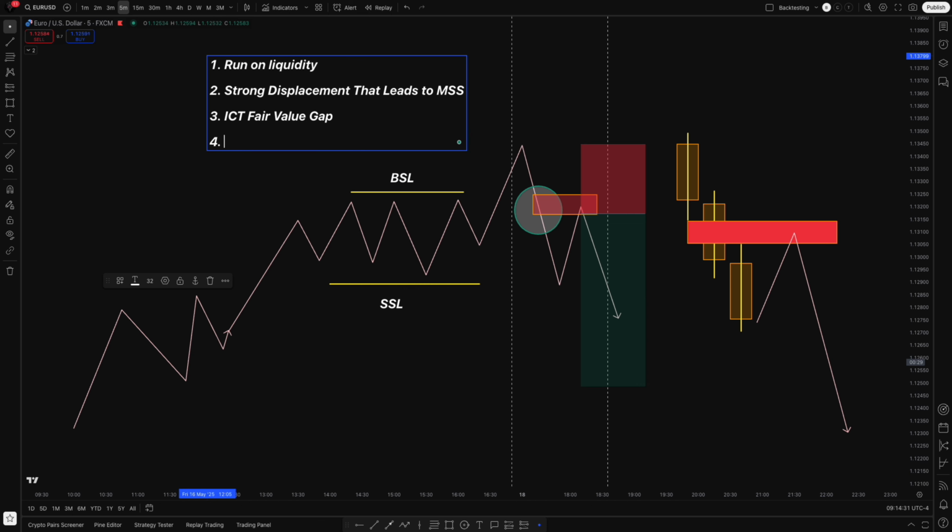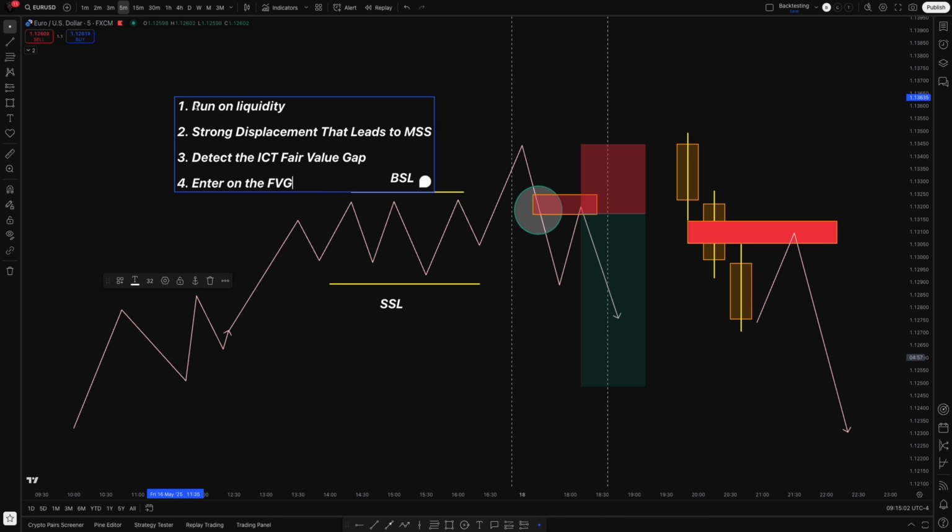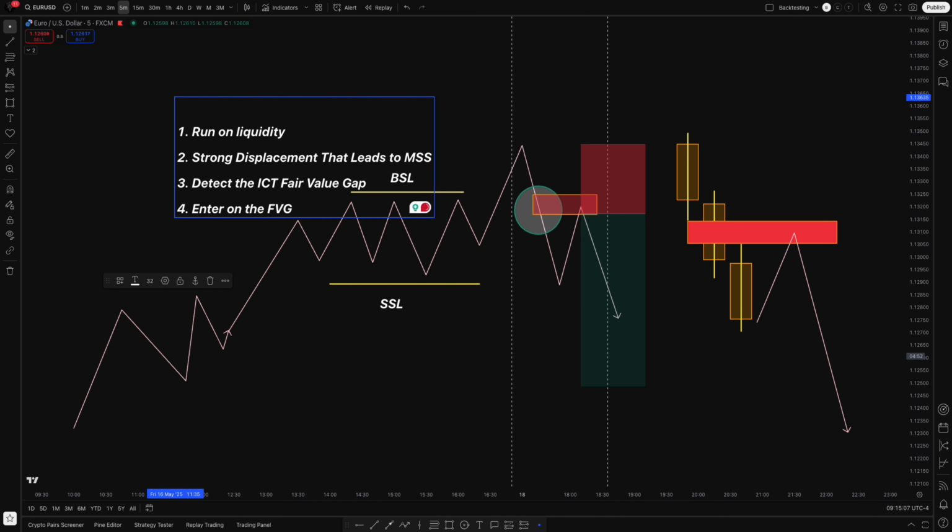So the fourth step was enter on the FVG, okay? So here we will first detect the ICT fair value gap and then enter on it, okay? So these were the 4 steps for the silver bullets, and actually there is a step 0 that is the most important, and it's time.